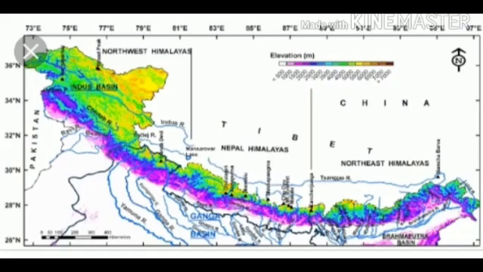Students, what is the extent of Himalayas? Yes, the Himalayas stretch along the northern borders of India. The Himalayas spread out from Indus to Brahmaputra in a west-east direction.